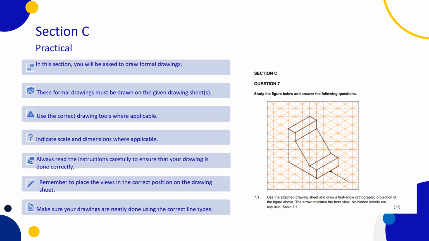Let us take a closer look at Section C. Section C is the practical section of your exam, and on screen you can see an example of what a typical Section C question might look like. In this section, you will be asked to do formal drawings. These formal drawings must be done on the given drawing sheets.